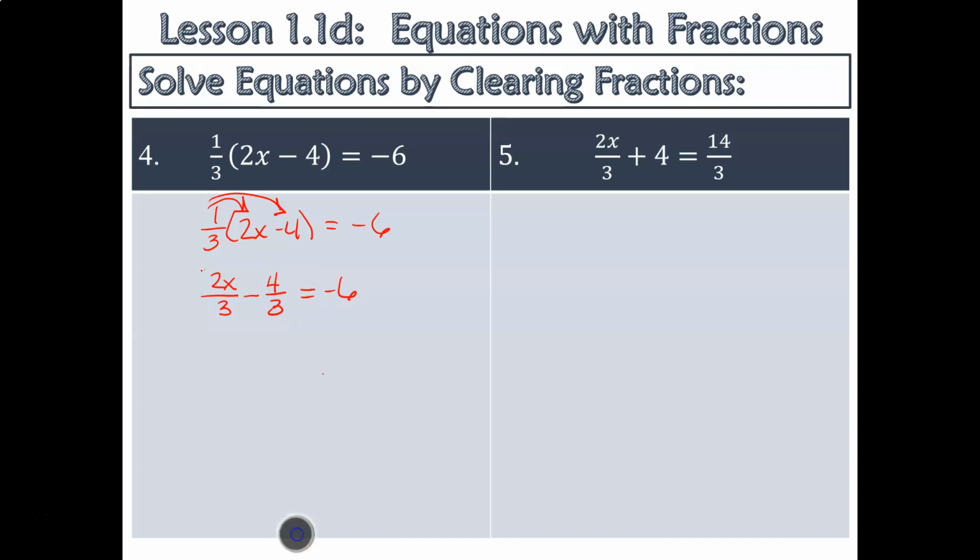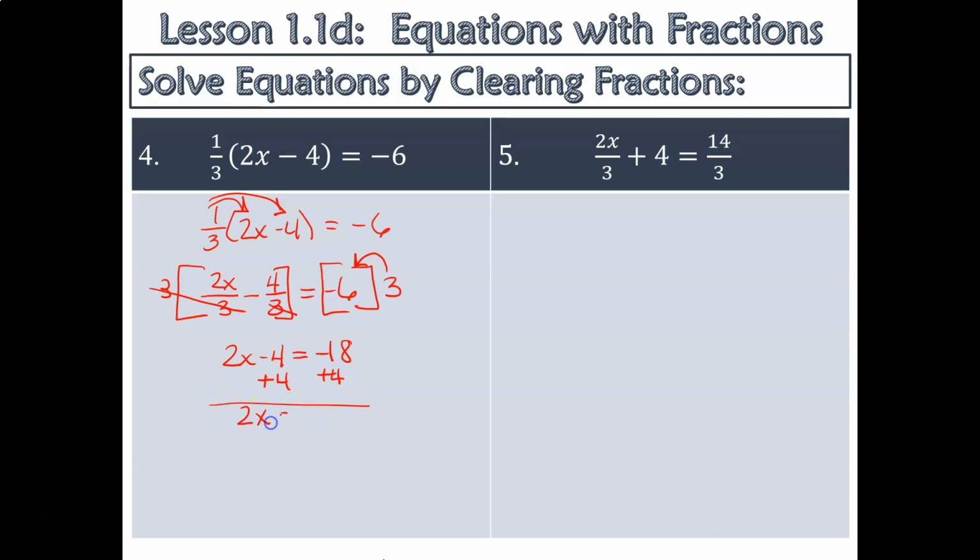Now I'm going to multiply everything by the denominator to get rid of it. So I have 2x minus 4 over here, but make sure you are still multiplying by 3 here. So 3 times negative 6 is negative 18. Okay, so now I'm going to add 4 to each side, which gives me 2x equals negative 14. I'm going to undo multiplication by dividing each side by 2. So x is negative 7.